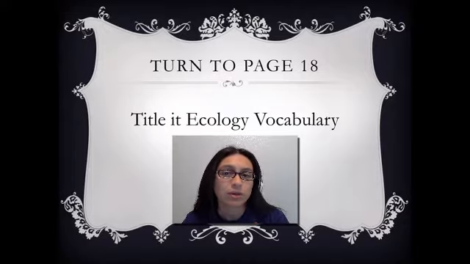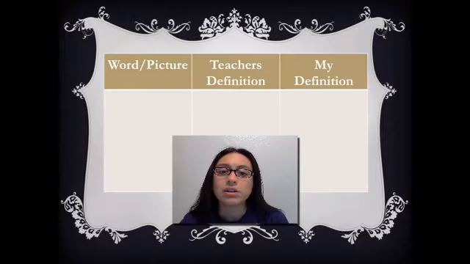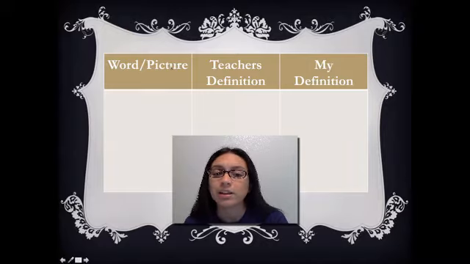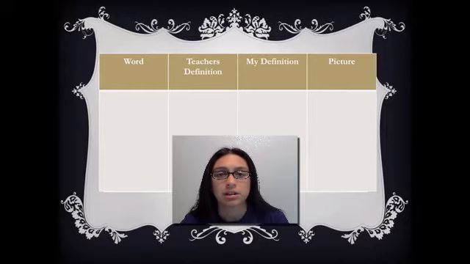So if you haven't done so already, go ahead, grab your composition notebook and turn to page 18 and title it Ecology Vocabulary. Now you can either set up your vocabulary for 3-column vocabulary, or you could do 4-column vocabulary. So here we have 3-column vocabulary, so you can combine word and picture in one box, teacher's definition, and then your definition at the end. If you do 4-column vocabulary, it will go word, teacher's definition, my definition, and then picture at the end. And of course by my definition I mean your definition.